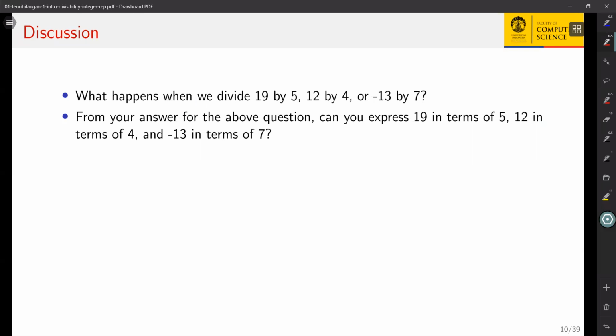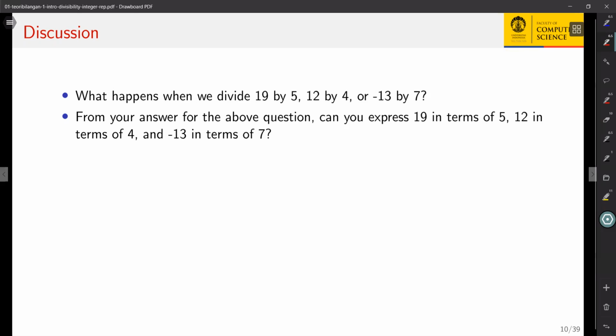Okay, so for example, concretely, if we divide 19 by 5, what do you get? What will be the remainder? 4. How do you know it's 4? The remainder is 4, but the answer is different. All right, so why is it 4? Because the closest multiple of 5 to 19 is 15, and then 19 minus 15 is 4.